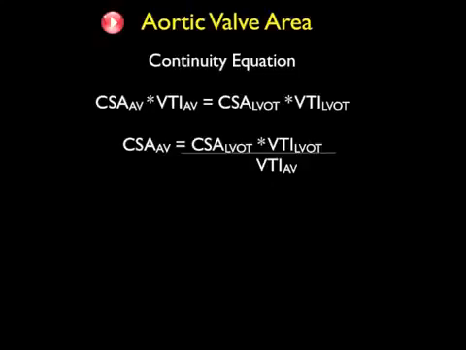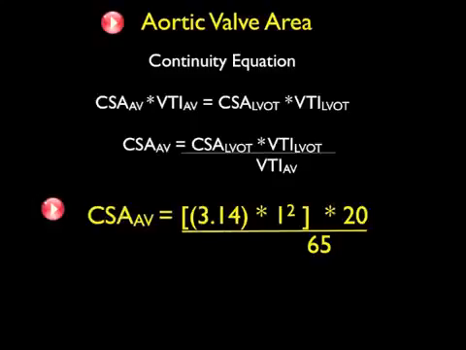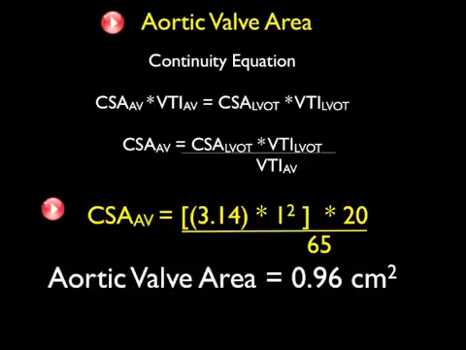Calculating the aortic valve area requires us to rearrange the continuity equation and divide both sides by the velocity time integral through the aortic valve. Since we have the velocity time integrals for the LVOT and aortic valve, and solved for the cross-sectional area of the LVOT using pi times the radius squared earlier, we can plug these numbers in and get an area of 0.96 square centimeters.